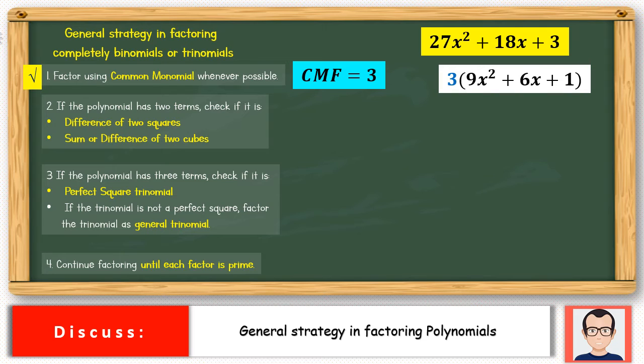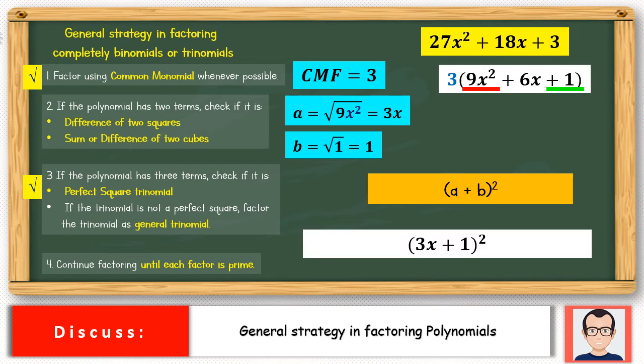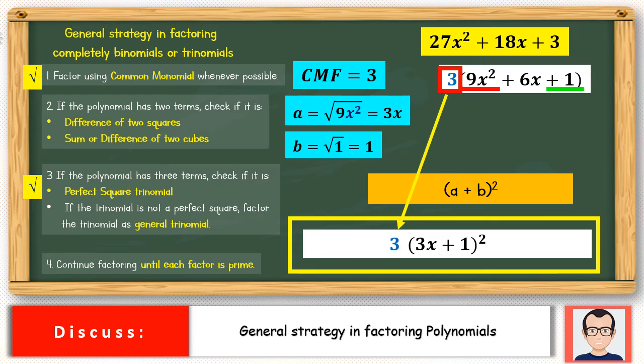For 9x squared, that is equal to 3x. Then for 1, it's still equal to 1. We follow the pattern in perfect square trinomials, that is the square of a plus b. Our answer is the square of 3x plus 1. For the last step, we include the common monomial factor 3. Our final answer is 3 times the square of 3x plus 1.